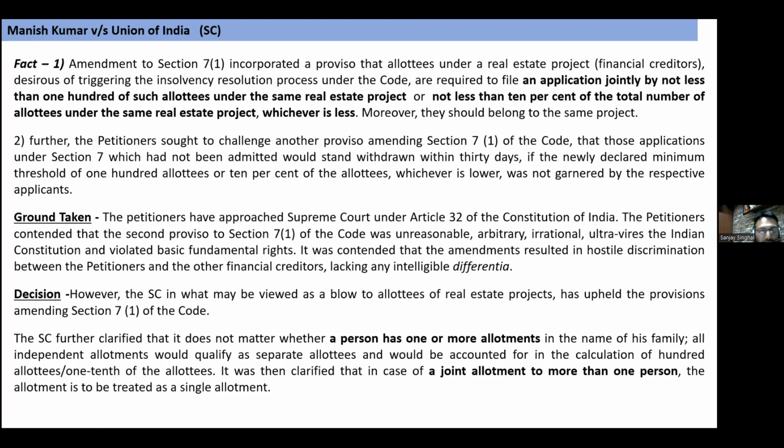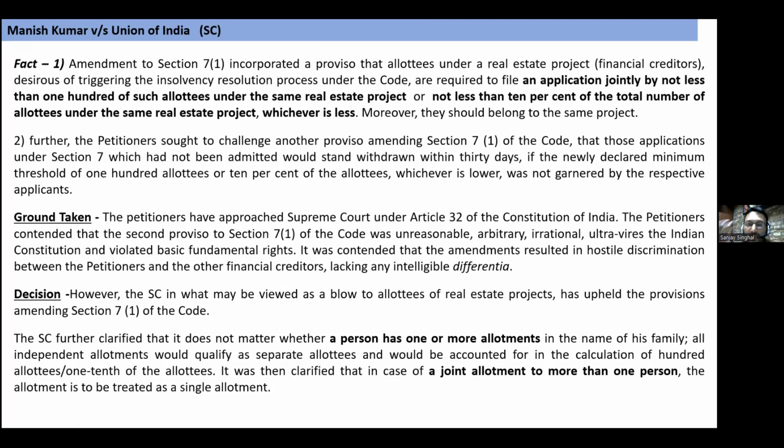So this was the amendment; the proviso was incorporated. Apart from this, they made it a requirement that it has to be the same project. Like a builder has three projects: one in Gurgaon, another in Chennai. Then the application has to be filed by the allottees of the Gurgaon project only. If other projects are going on in Chennai or Noida, the allottees of those projects cannot be a part of the application. For the same real estate project, the application has to be filed.